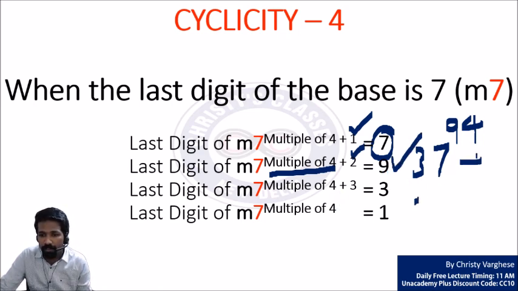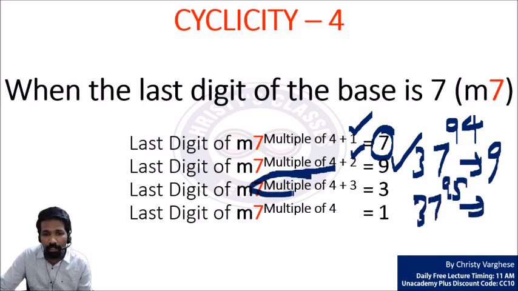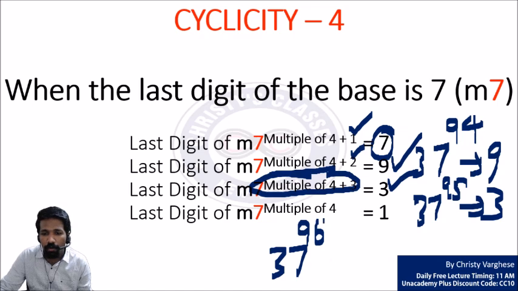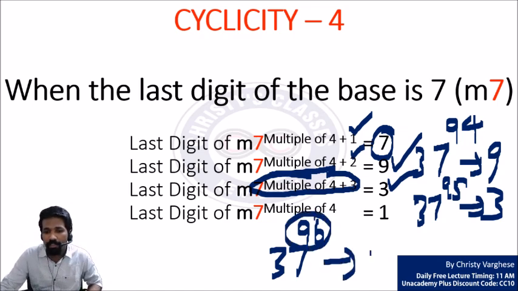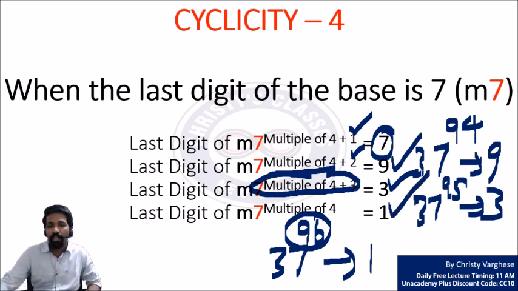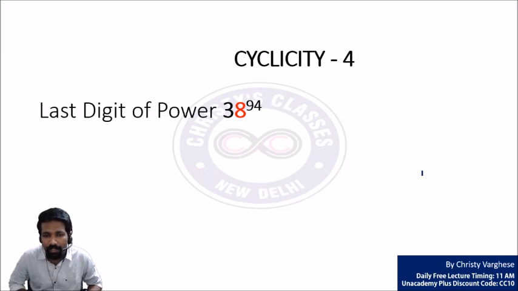So 9 will be the answer. If it is 37 raised to 95, that is 3 more than a multiple of 4, so the third element in the power cycle, 3, will be the answer. If it is 37 raised to 96, that is 4 more than a multiple of 4, meaning a multiple of 4 itself, so the last element in the power cycle, 1. So I think you all understood how to determine the last digit of a power.